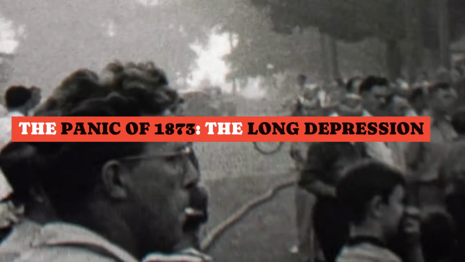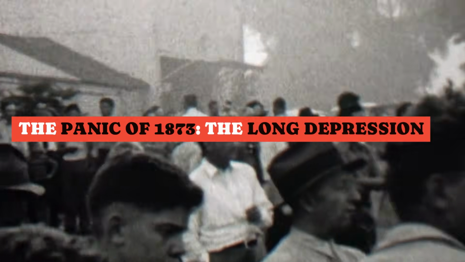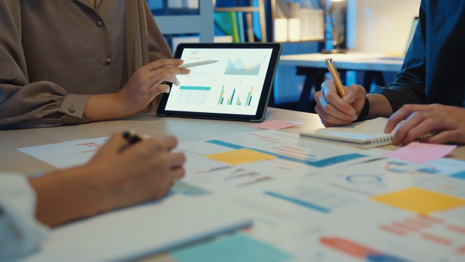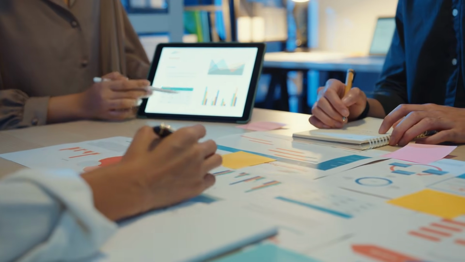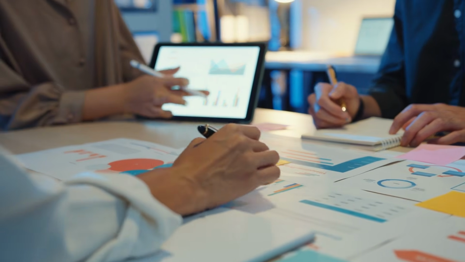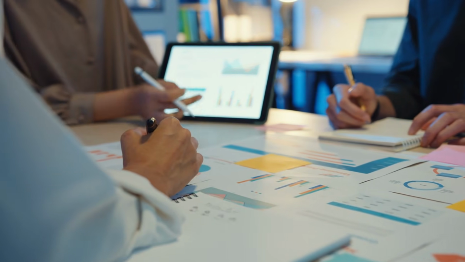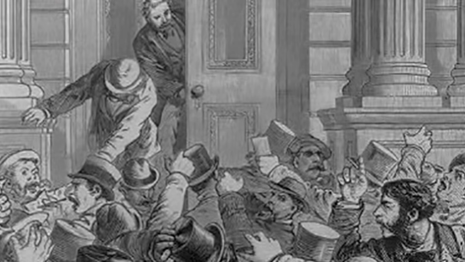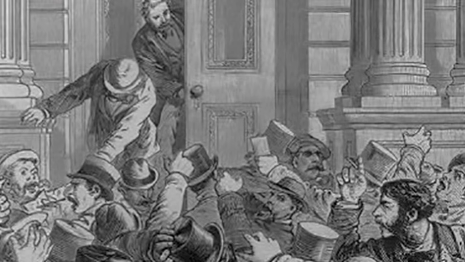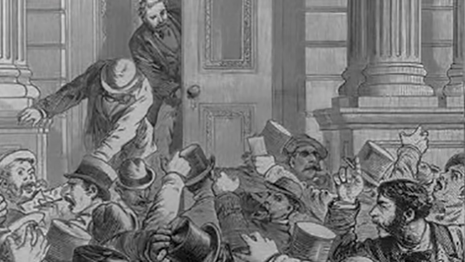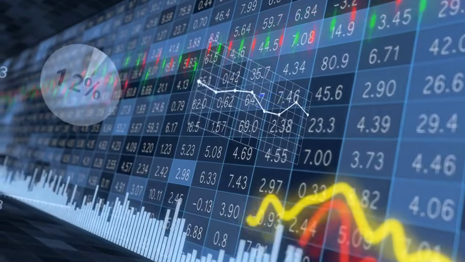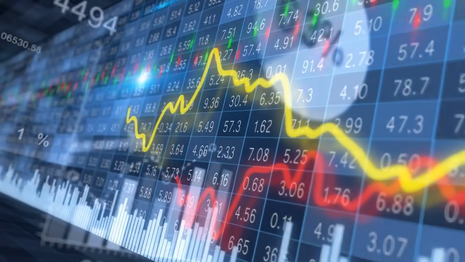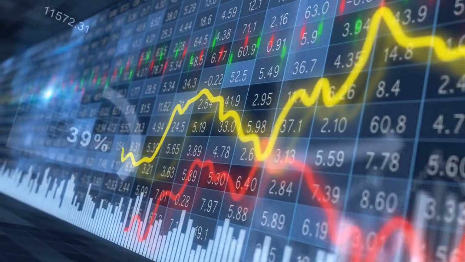The Panic of 1873, the Long Depression. The Panic of 1873 was another critical financial event in U.S. history, often seen as the starting point of what is known as the Long Depression. It was triggered by a banking collapse in Europe and the United States, which was worsened by the collapse of Jay Cooke & Company, a major investment bank. The bank's failure, coupled with an overexpansion of railroad construction and speculation, led to widespread panic.